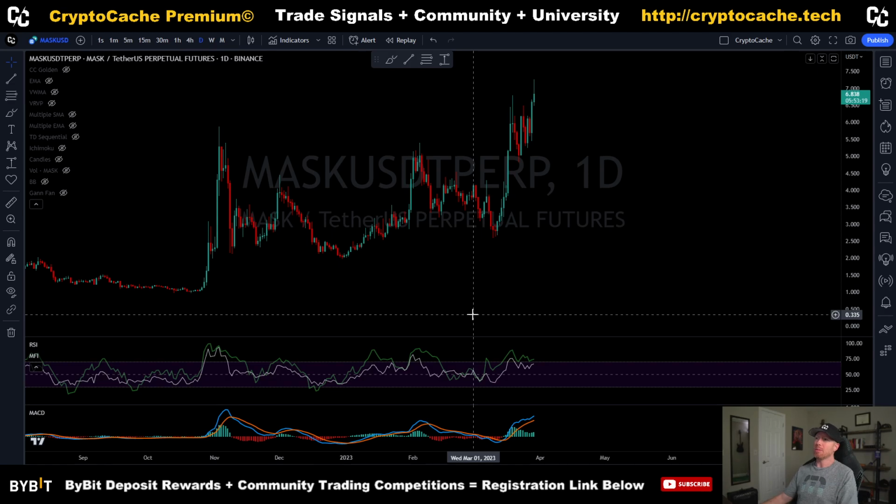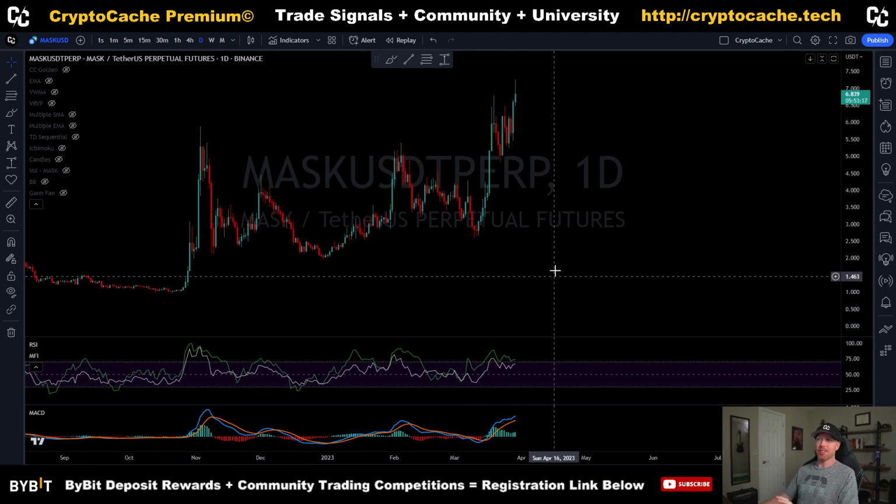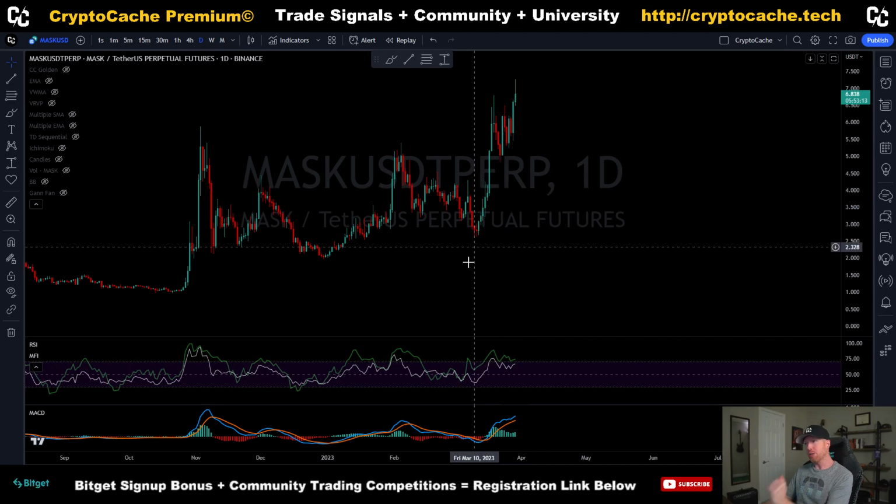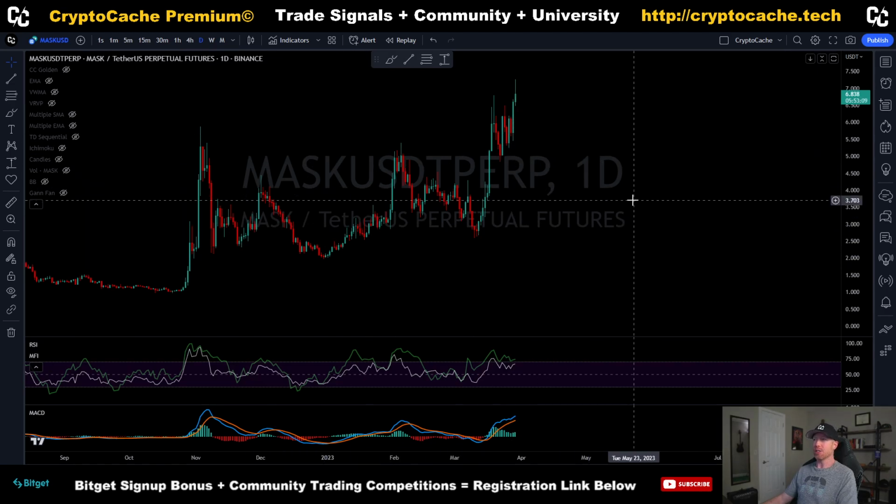So when it comes to Mask here, it's obviously a bit on the overextended side, at least from the surface level. It looks like that, right? But in truth, it has a lot more room to run. So I just want to highlight that, touch on that, if you will.